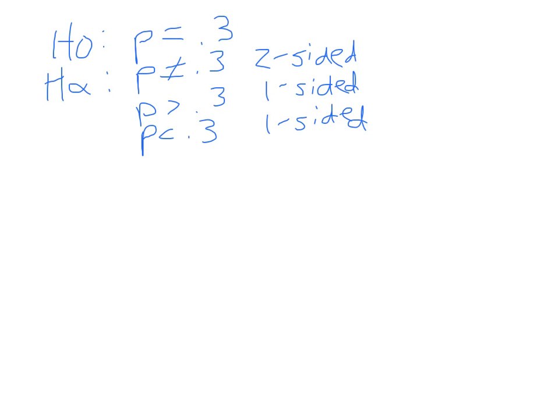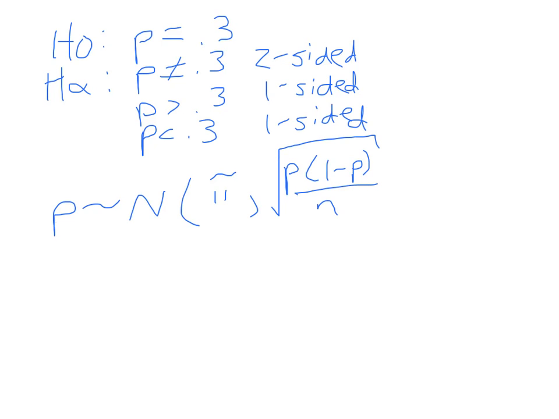The interesting thing about the proportion is that the distribution of sample proportions is in fact normal, which is pretty cool. The sample proportions are distributed normally with a mean of the population proportion. So the mean value is in fact the proportion of the population, and the standard deviation of the proportions is the square root of P times 1 minus P over N.